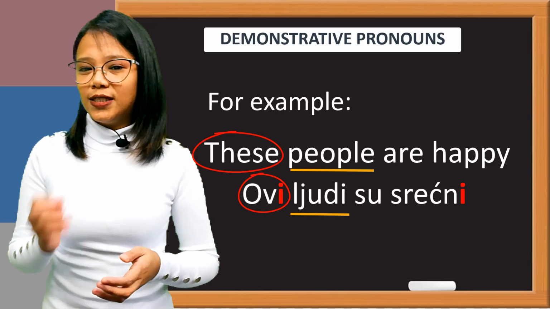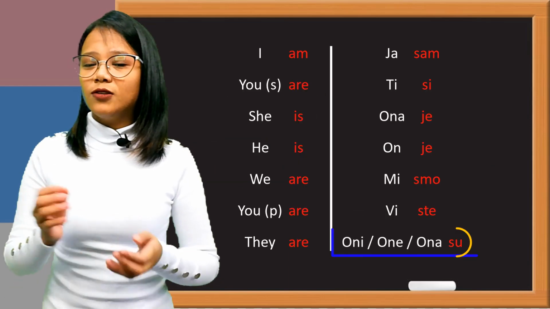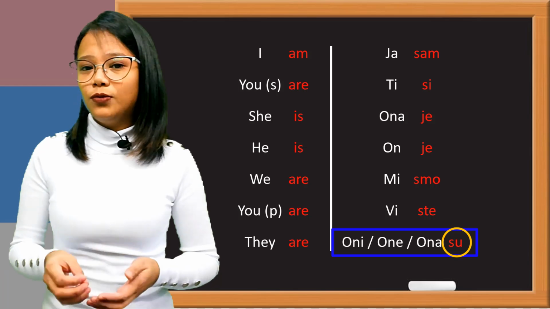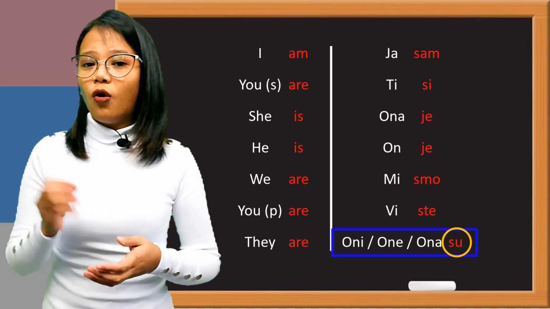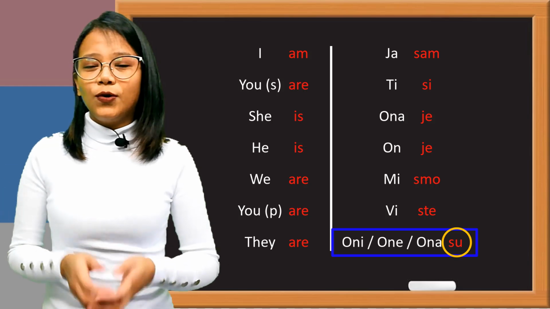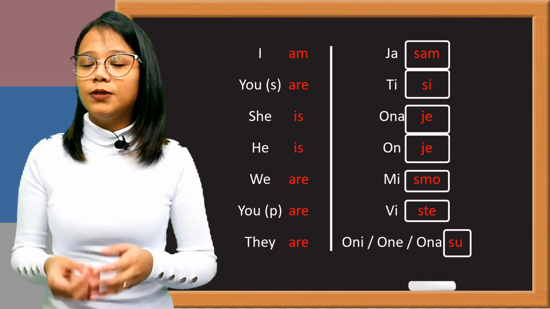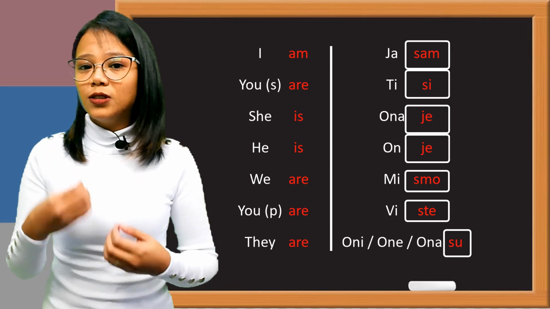Ovi ljudi su srećni. Why su? Because as we remember, the auxiliary verb in the third person plural is su. Oni su, one su, ona su. So again, it's really important to remember those auxiliary verbs: sam, si, je, smo, ste, su.